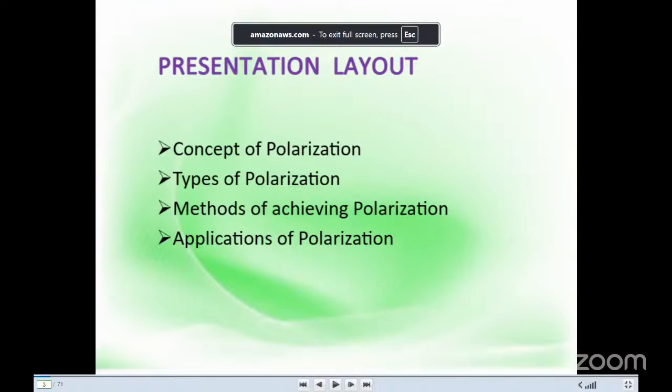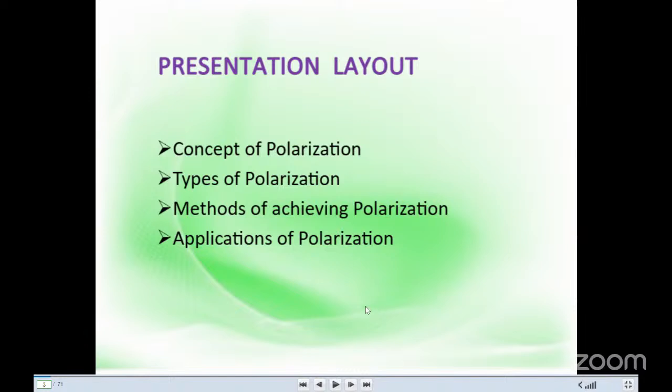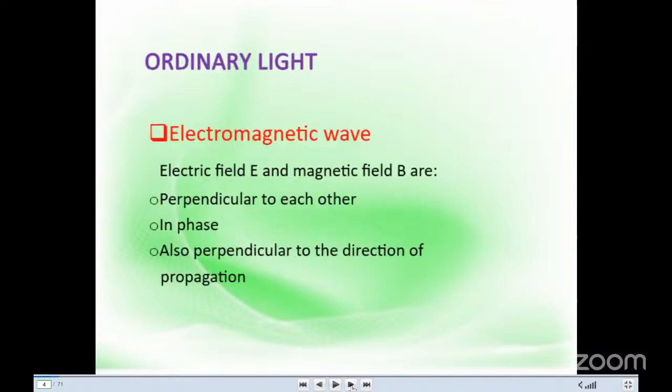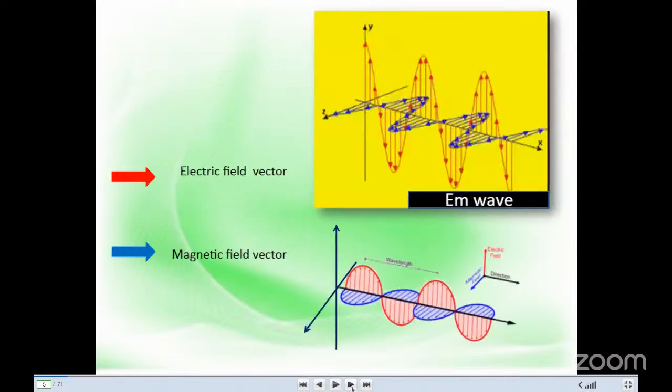Quickly, we can go for it. Here: the concept of polarization, types of polarization, methods of achieving polarization, applications of polarization. So, ordinary light means here an electromagnetic wave. There are two components, the electric field component E and the magnetic field component B. Both are perpendicular to each other, and if those are in phase and also perpendicular to the direction of propagation of the light, then these waves are nothing but electromagnetic waves.